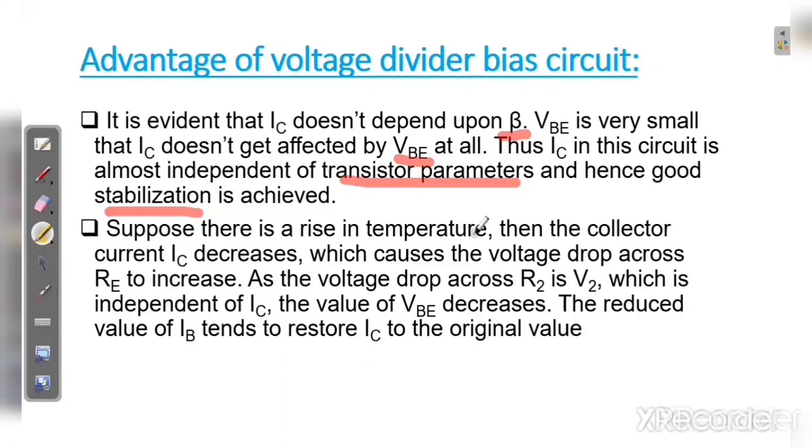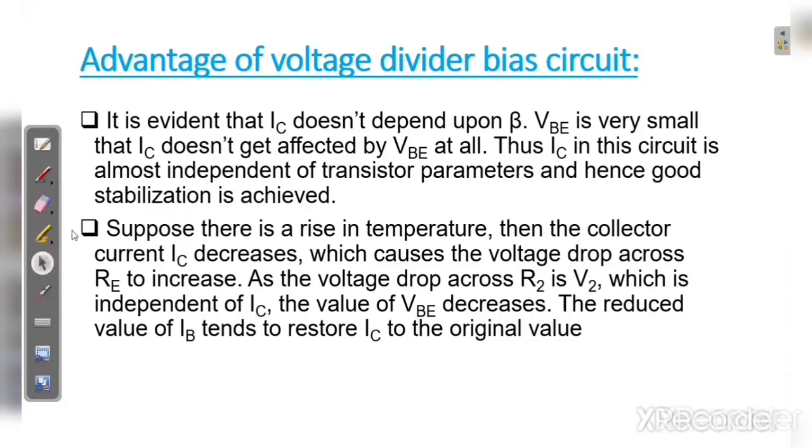If there is a rise in temperature, the collector current IC increases, but eventually the voltage across the RE is increased, so that the VBE decreases, which reduces the IB. So the IC is restored to its original value. Whatever happens, even in the case of a temperature rise, the IC retains its original value. This is very important for the biasing circuit. So it is more stable than the other biasing circuits.